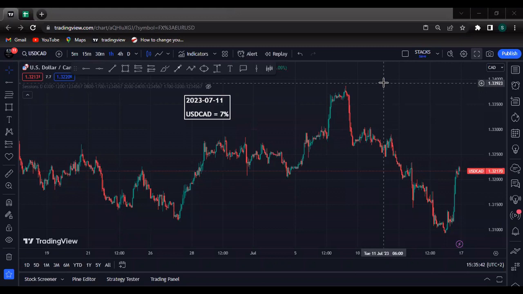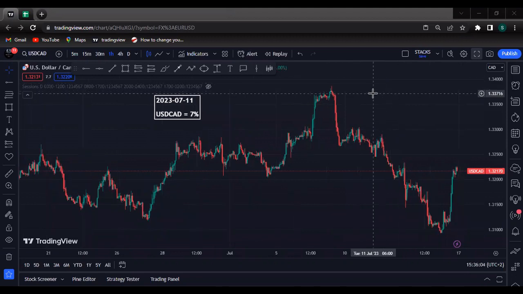The next pair we're going to be looking at is the second pair I took last week on Tuesday. USDZAR I took on Monday the 10th, and then this is the trade I took on Tuesday, the 11th of July. On USDCAD, I was able to catch 7%, which is actually what I anticipated. So this was actually a good trade.